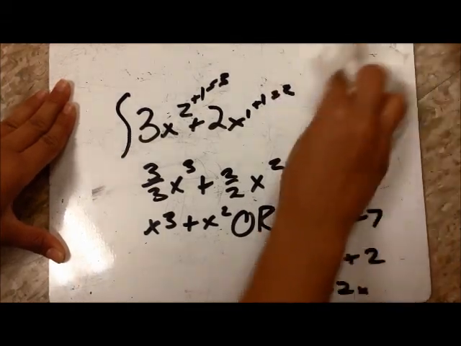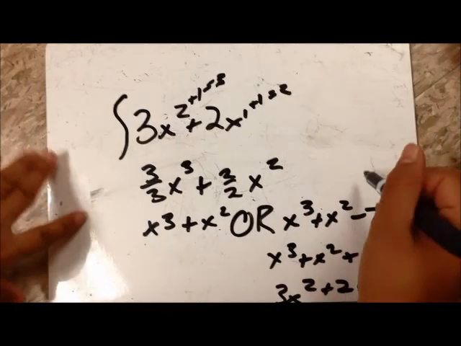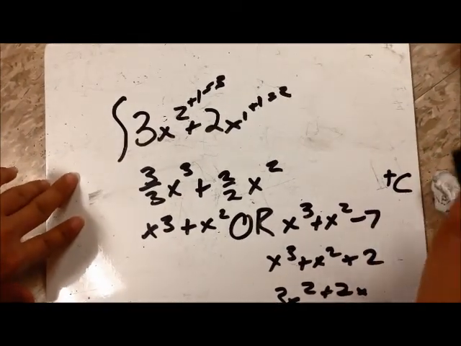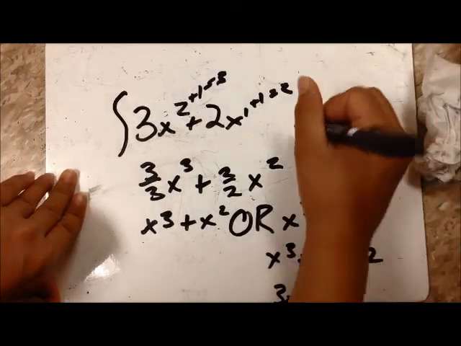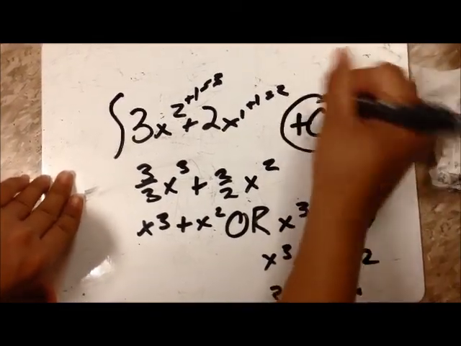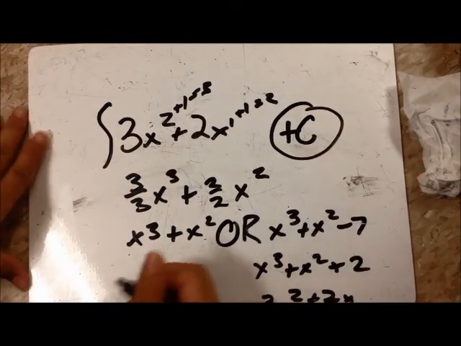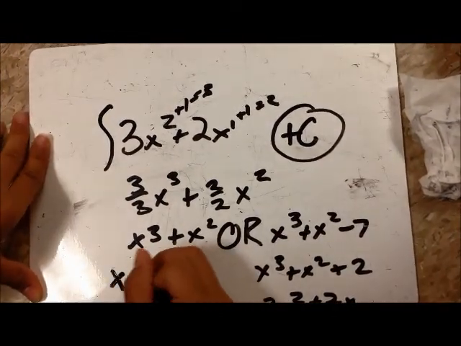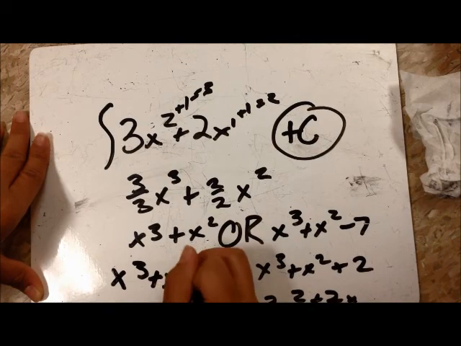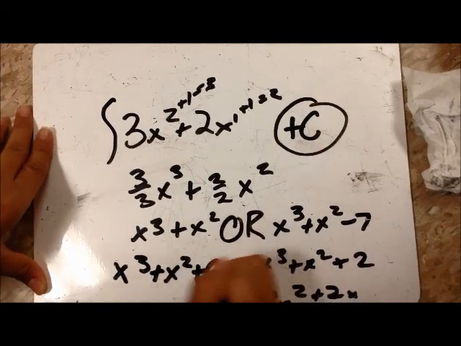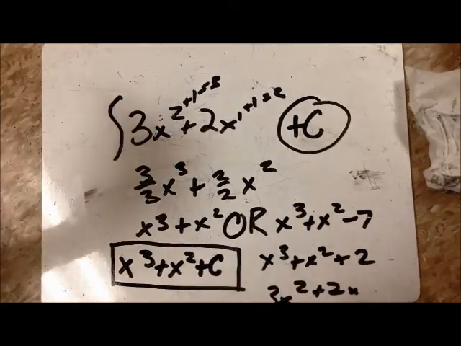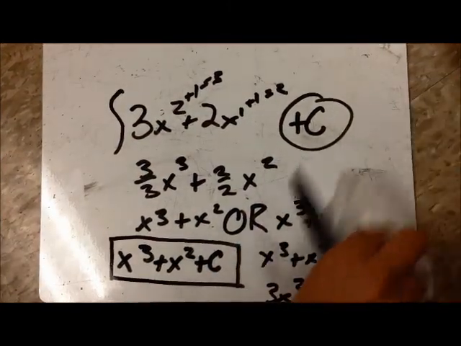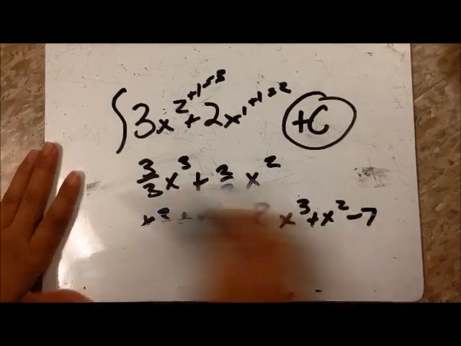So what do we do? Well, we use this nifty thing called plus C, okay? And C is just a random constant. That's all it is. C for constant. Makes sense, right? So our answer in this case should be x to the third plus x squared plus C. Okay? And you always, always, always need to put that plus C. It's really important.